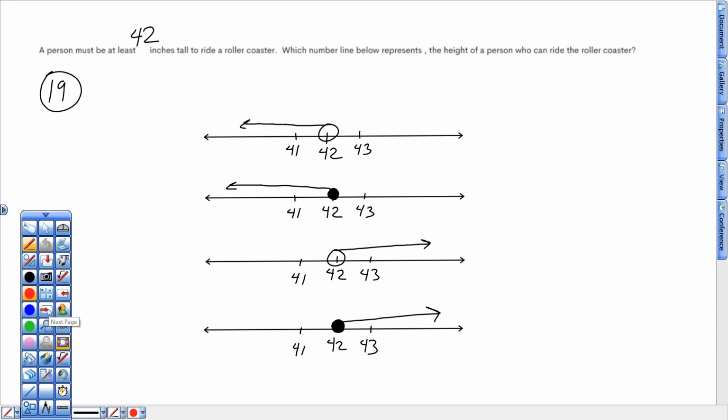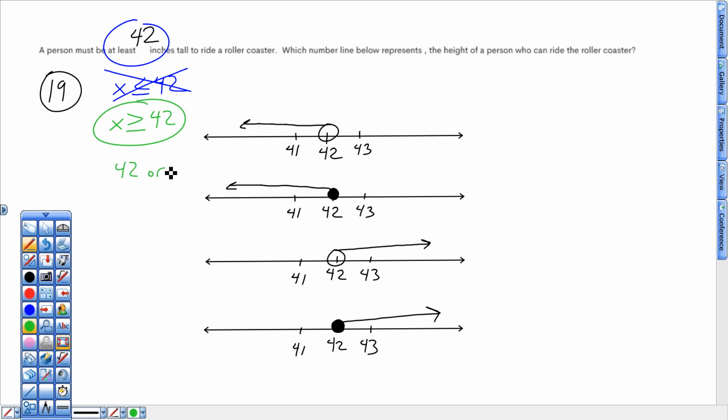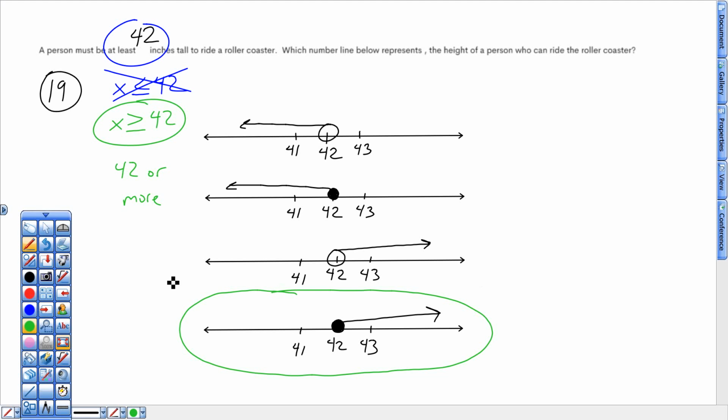Grain. All right, this one, at least 42. At least is not the less than direction. That's what it looks like. At least is that more than or equal to direction. I need at least 42. 42 or more. That's what I need. 42 or more. The only one that shows 42 included or more than 42 is this one right here, or solid circle, arrow to the right, at least.